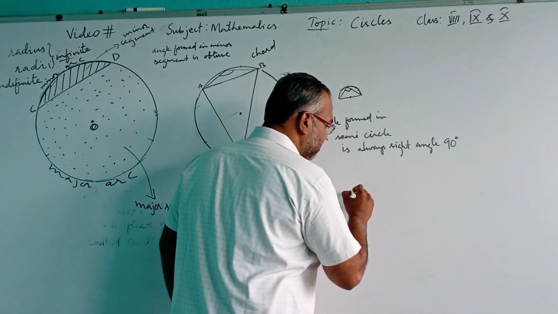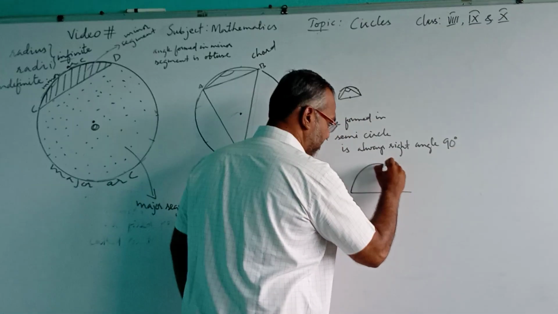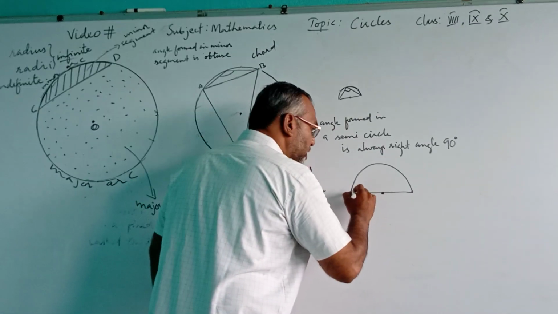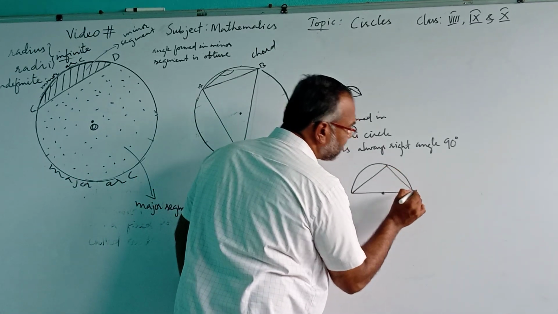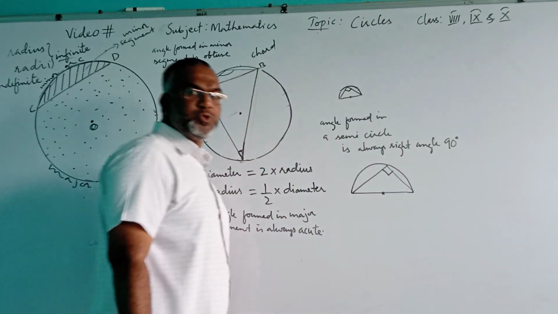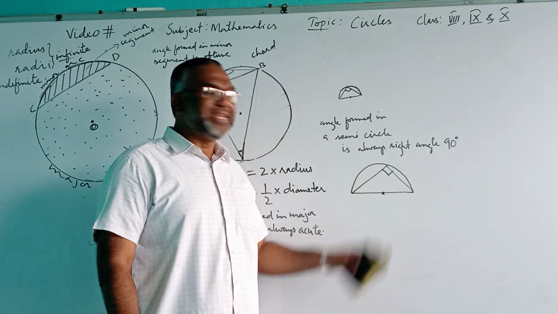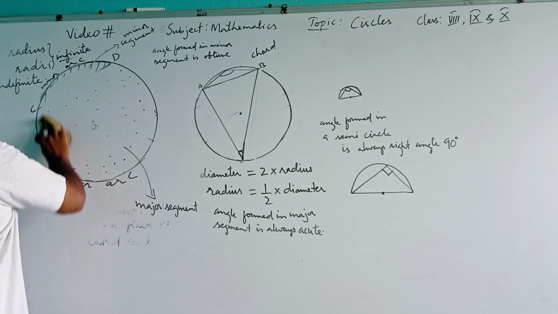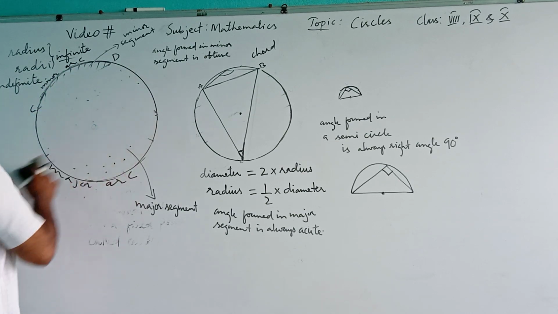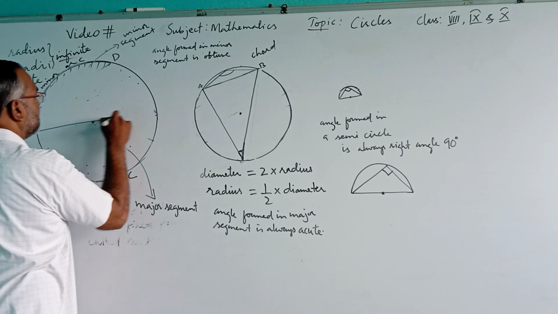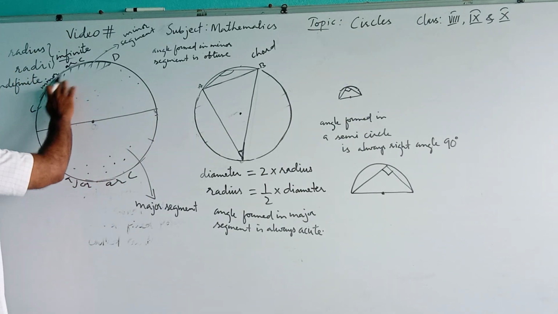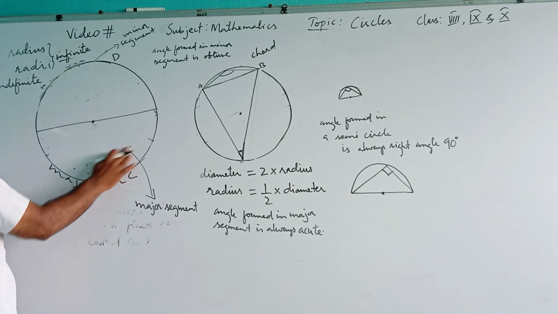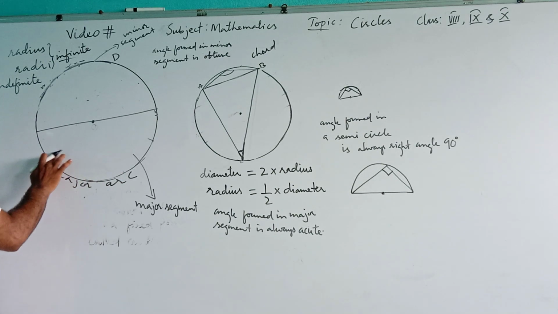If you draw a circle, a semicircle, and you draw an angle here, this angle will definitely be equal to 90 degrees, right? If you draw here, for example, this is the center, right? Now this is the semicircle, half of the circle.